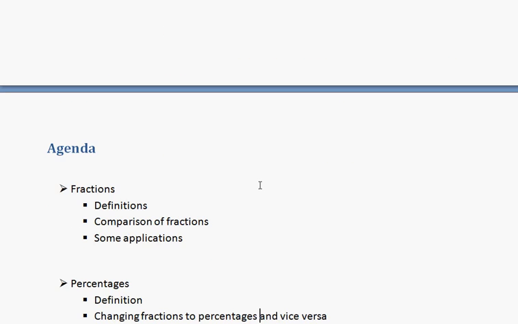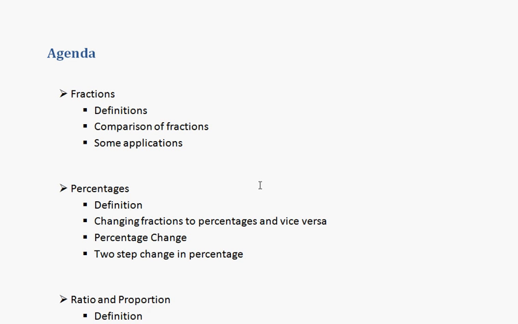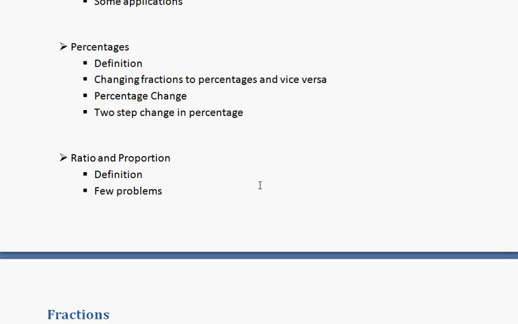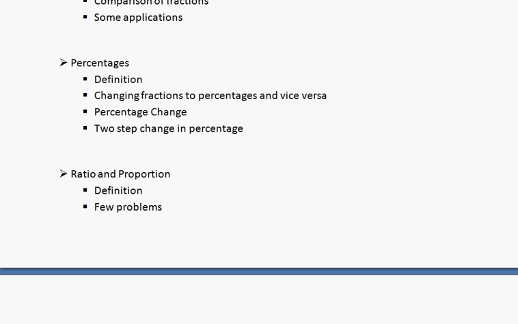So we would be covering fractions, and in fractions we would be covering the definitions, how to compare fractions, and then we'll go directly to a few applications, which means we'll go directly to do some questions. Then we'll cover percentage. Again we would do definitions. We'll see how to change fractions into percentage and vice versa. We'll understand the concept of percentage change, and finally we would look at two-step change in percentage, right? We'll look at a question, and through that we'll look at two-step change in percentage.